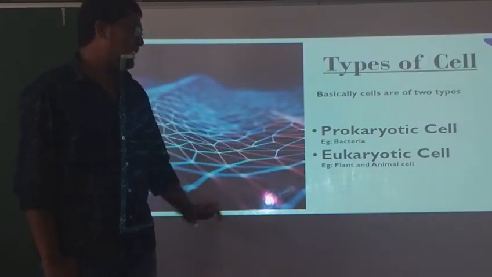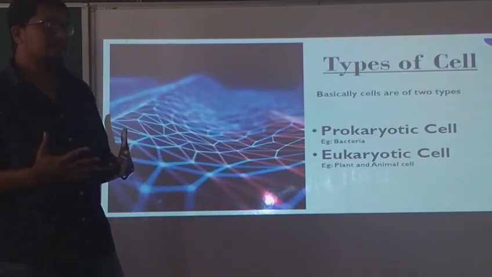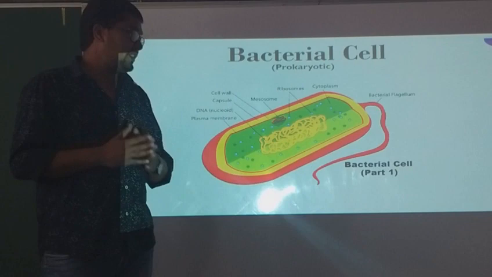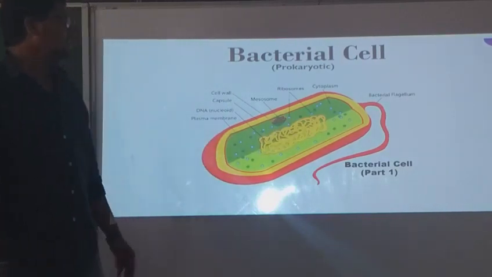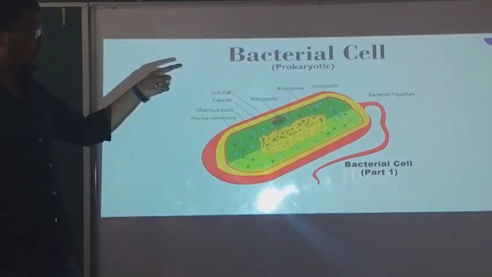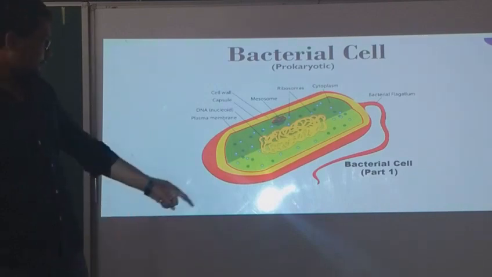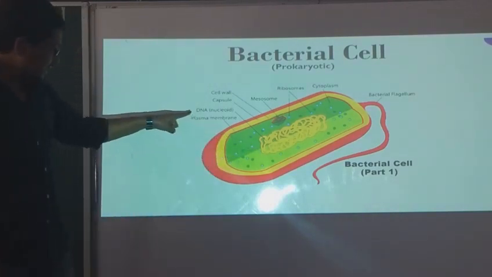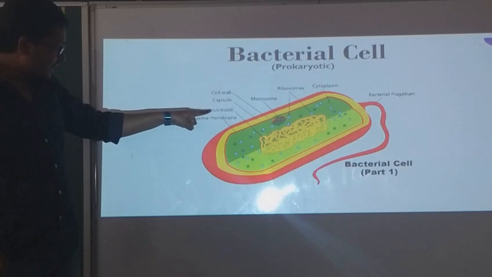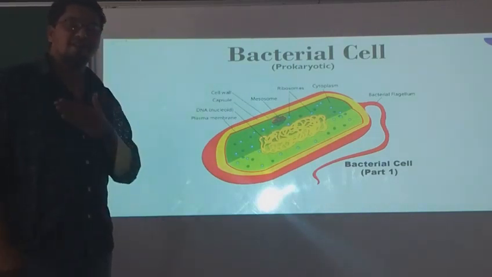Examples for eukaryotic cells are the plant and the animal cell. Now let us discuss some of the important aspects of the bacterial cell. If you see the diagram here, the bacterial cell is an example of what I said, a prokaryotic cell. Now if you see this structure here, you can see DNA. This DNA here is called nucleoid. Students should understand this.